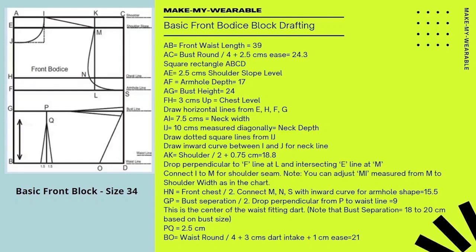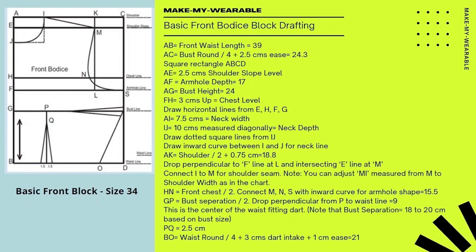HN is equal to 15.5 centimeters, which is front chest divided by 2. And from K to M, you already know it is the shoulder slope point. D to O is coming up to 21 centimeters. For the waist fitting dart, the intake is 3 centimeters. Now from the bust point P, you have to drop one perpendicular until the waistline. This becomes the center of the waist fitting dart.